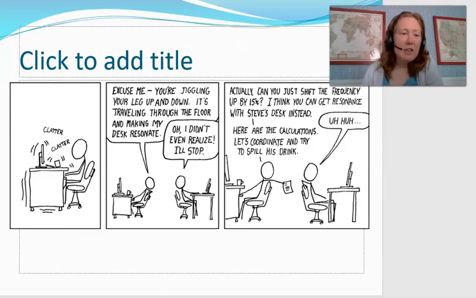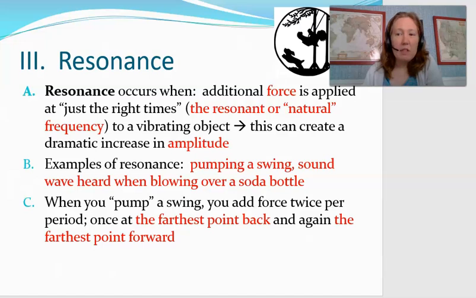Okay, so I will post a video that's a nice demo of resonance, but for now, I think that pumping the swing is the best example and the easiest one to explain.